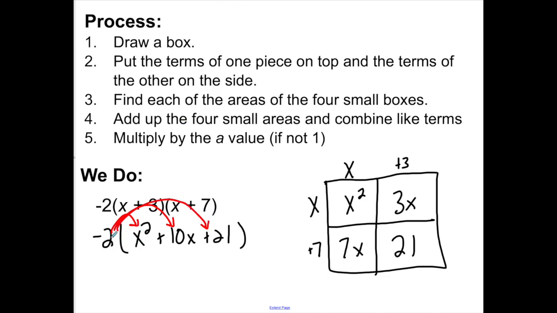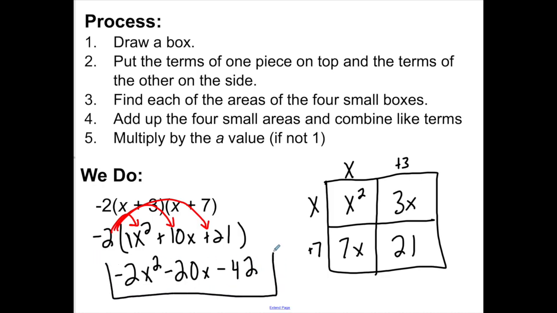So -2 times 1x squared is -2x squared. -2 times 10x is -20x. -2 times 21 is not 41, it's -42. Now you are done. There's nothing more to distribute. You're all good, and you've got it.